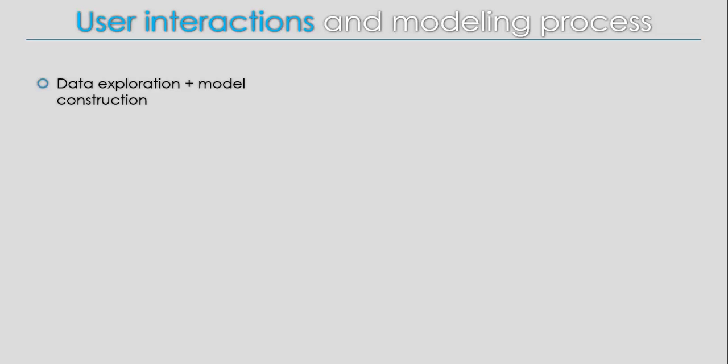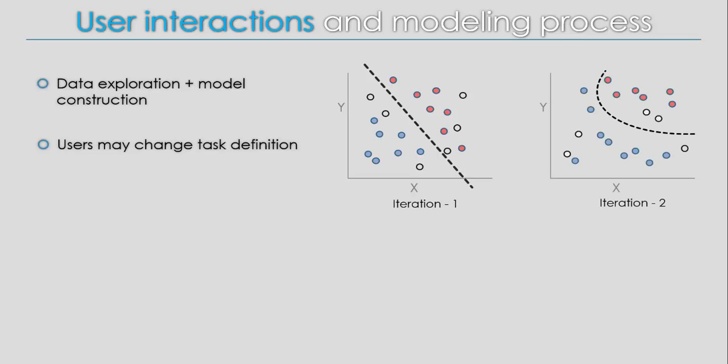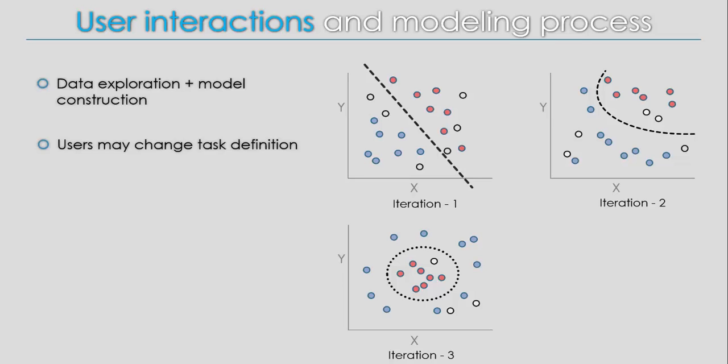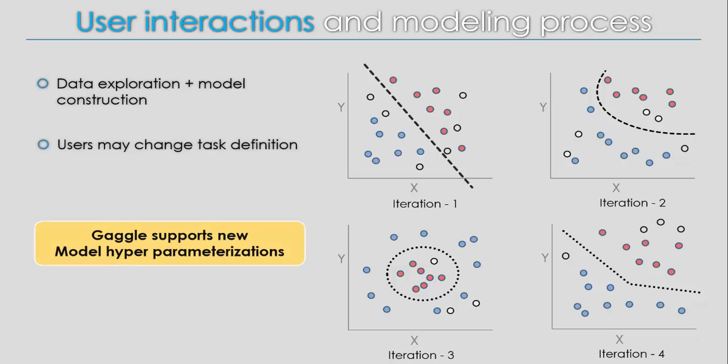This is challenging because in the course of data exploration, a user may change their task definition or learn new information about the data. In these cases, user feedback may be better modeled by a different model hyperparameterization compared to earlier in the task. For example, in an earlier iteration, a linear decision boundary might characterize the data. However, when new examples for classes are provided, the decision boundary might be better approximated using a polynomial or radial surface. In situations like this, Gaggle helps users by navigating the model space to find an optimal model without users having to learn model parameterizations or model metrics.